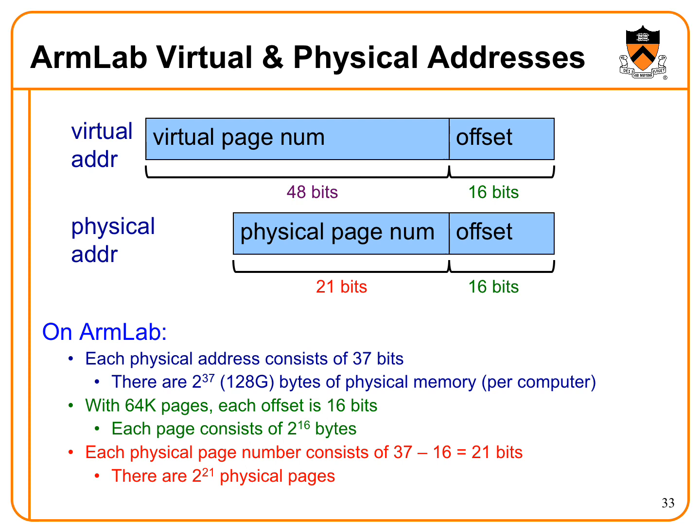But as noted, the physical address's length is driven by the size of the physical memory. Each ArmLab machine has 128 gigs of RAM, that's 2 to the 37 bytes of memory, so with 64 kilobyte sized pages, that leaves 2 to the 21 physical pages required to cover all of the RAM.